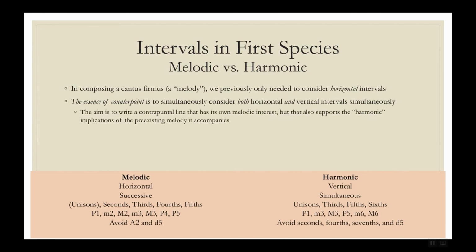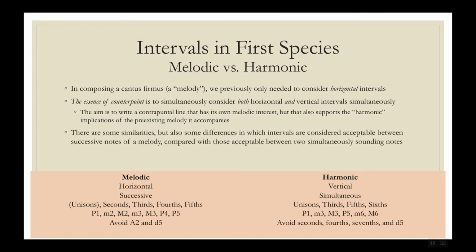The aim is to write a contrapuntal line that has its own melodic interest, but that also supports the harmonic implications of the pre-existing melody it accompanies. So there are some similarities, but also some differences in which intervals are considered acceptable between successive notes of a melody, compared with those acceptable between two simultaneously sounding notes, by which I just mean melodic intervals versus harmonic intervals. A melodic interval is the same thing as a horizontal interval or successive interval.